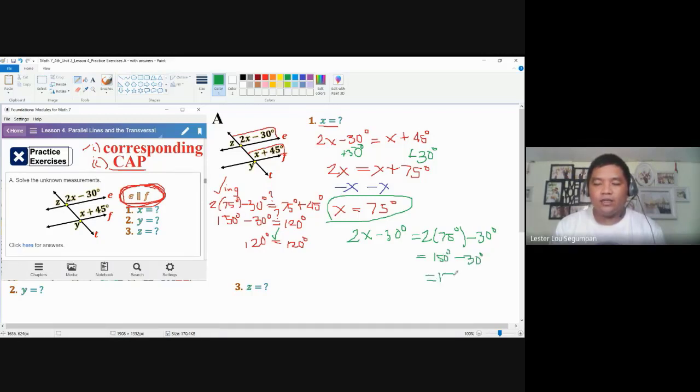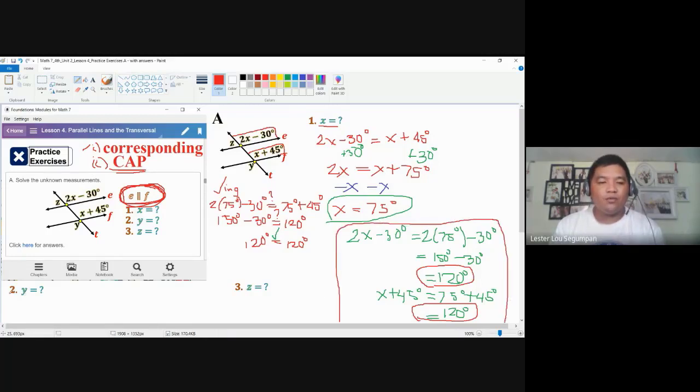That's 120 degrees. And as for x plus 45 degrees, substitute the value of x to be 75 degrees plus 45 degrees. That's 120 degrees. As you can see, using the same value for the variable x, we have the same value, and it satisfies the corresponding angles postulate that the corresponding angles here have the same measurement or are congruent. The other purpose of doing this is again in solving the values of y and z.